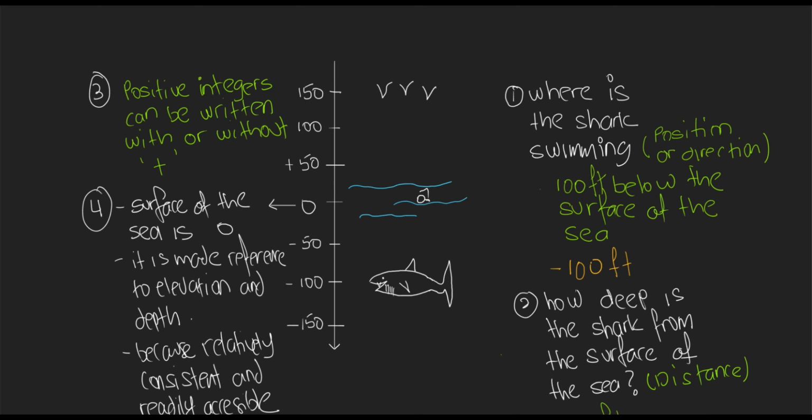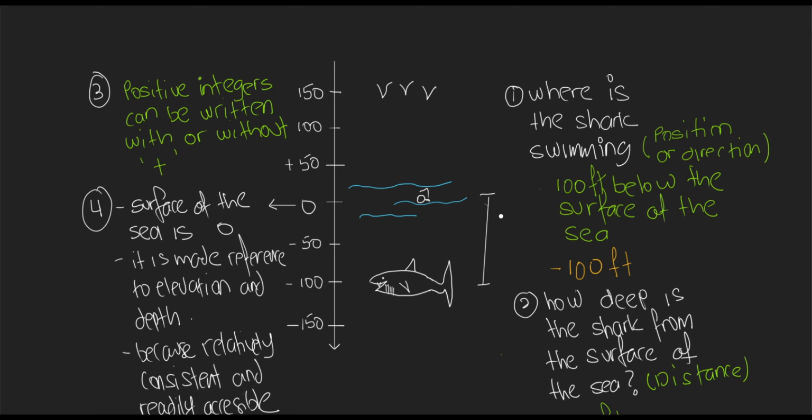Now, negative numbers cannot be used for counting. It's counterintuitive, right? They are used more for position and direction. Now, question 2: how deep is the shark from the surface of the sea? The depth of the shark is measured from here to the position of the shark. That is 100 feet.